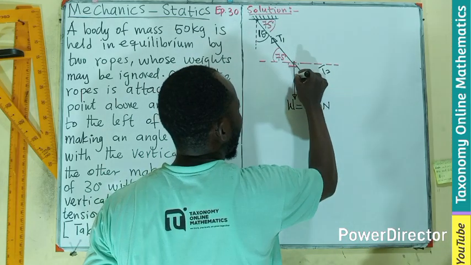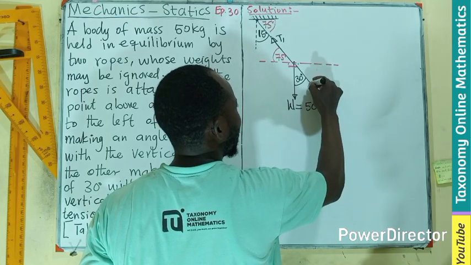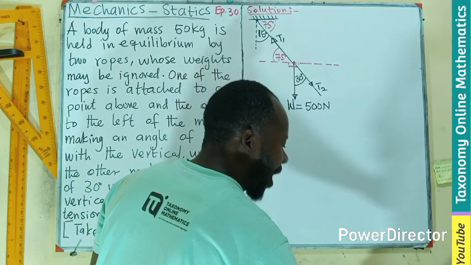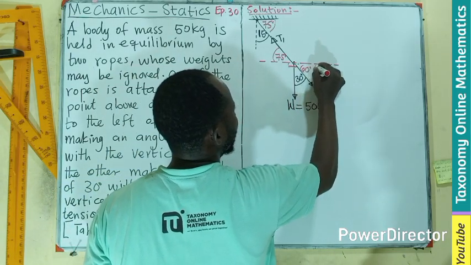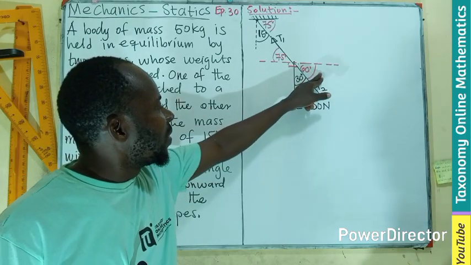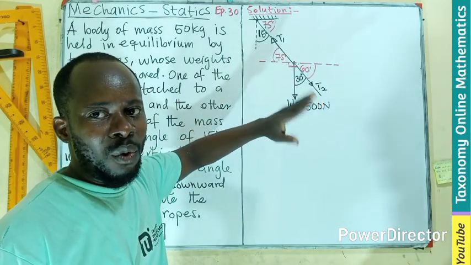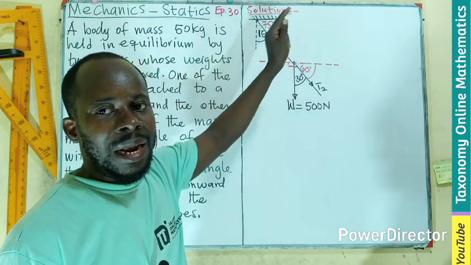So I can call here as what? 30. Then the tension will now be here as what? T2. The other angle we are calling will be 60 degrees. All right, we are on course. 60 plus 30 plus 90 give you 180. We also need the tops to also be 180.